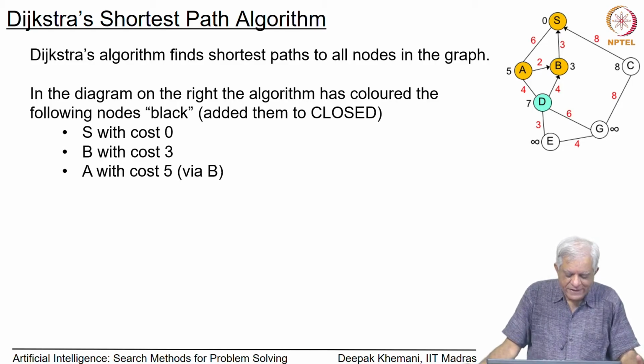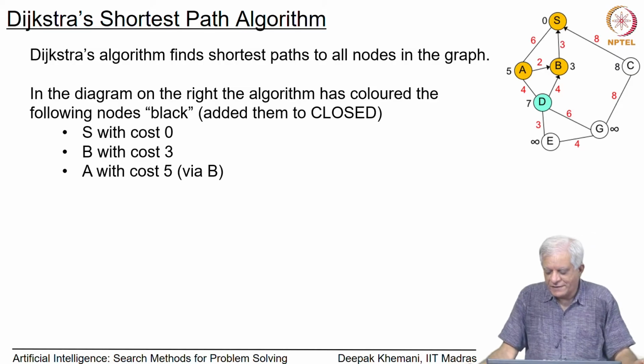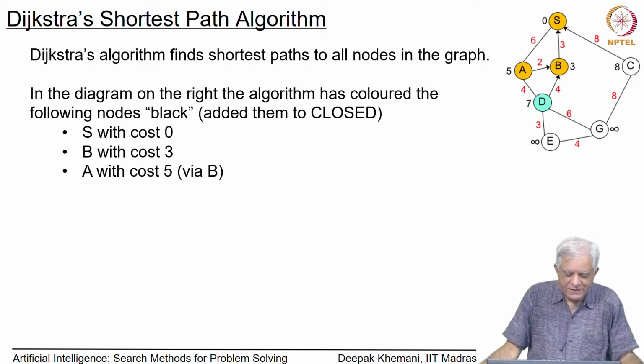First, it added node S with cost 0, it always starts from the start state. Then it added node B with cost 3, because that was the cheapest node on open at that point. Then it added A with cost 5. Now, you would remember that A has a direct edge of cost 6, but Dijkstra's algorithm found a path which is shorter than that, which is of cost 5. So, this is a property of Dijkstra's algorithm, that whenever it picks a node, it always picks it by finding an optimal path to that node.